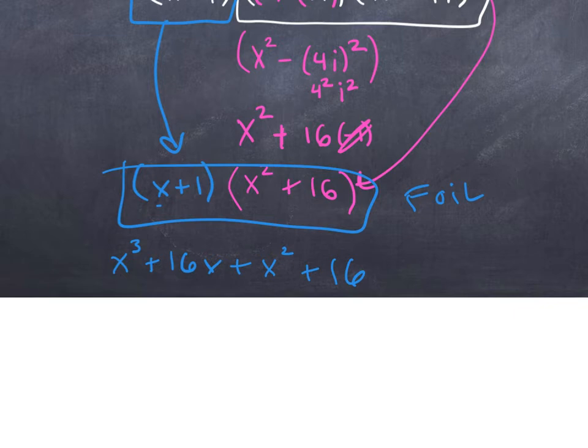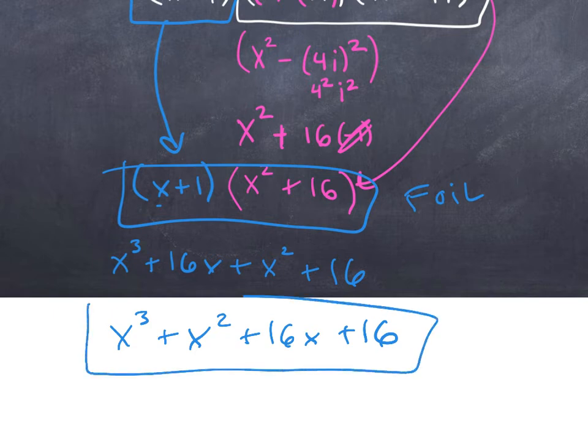What should I do next? Yep, just rearrange them so it's in standard form. So we have x cubed plus x squared plus 16x plus 16. So they just have to be in descending order, starting with our biggest exponent. So this is our answer. Any questions here?